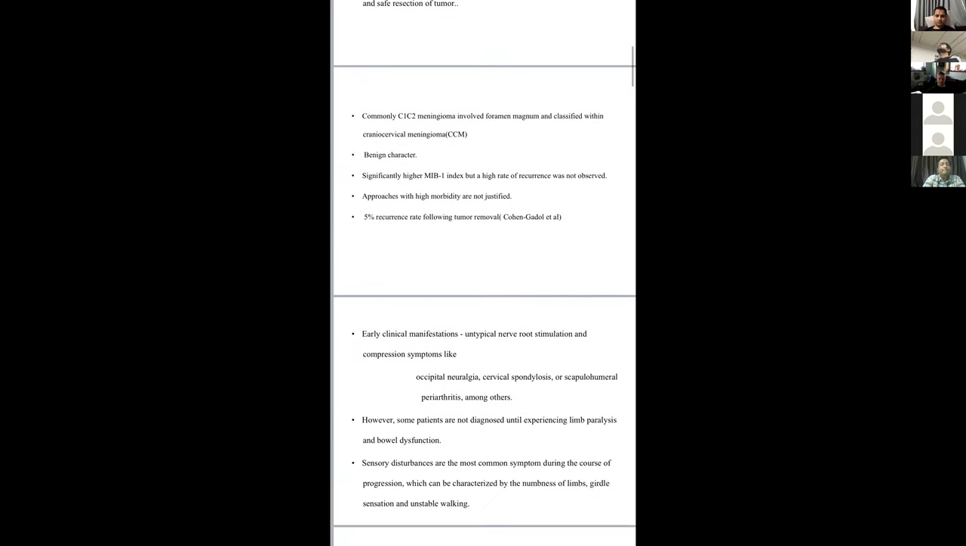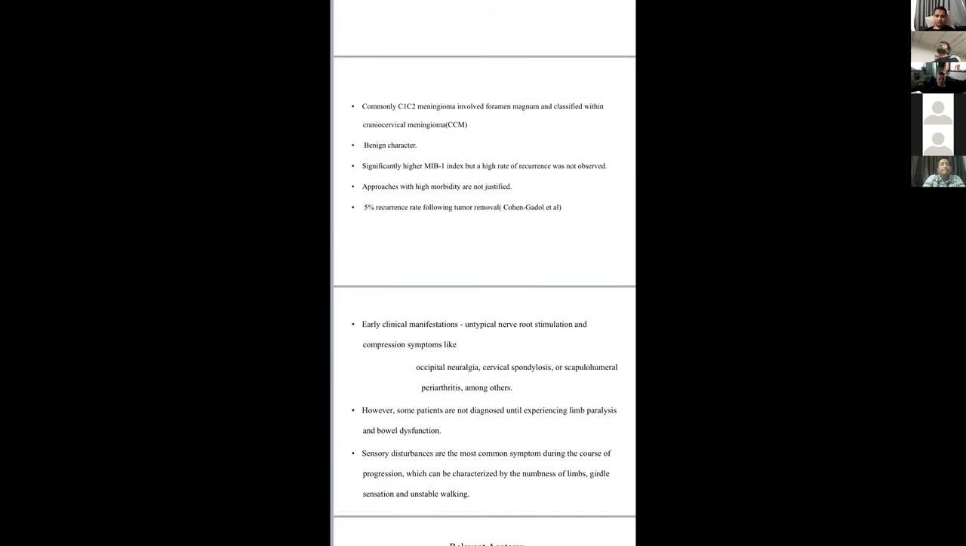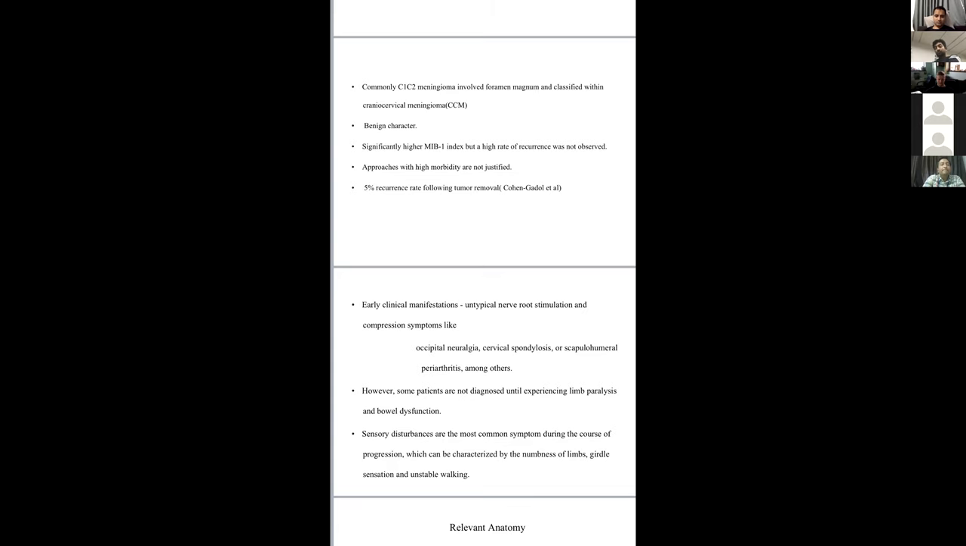So clinical presentations are atypical nerve root stimulation and compression syndromes like occipital neuralgia, cervical spondylosis, or scapulohumeral periarthritis, among others. However, some patients are not diagnosed until they experience limb paralysis and bowel dysfunction. Sensory disturbances are the most common symptoms during the course of progress, which can be characterized by numbness of limbs, girdle sensation, and unstable walking.